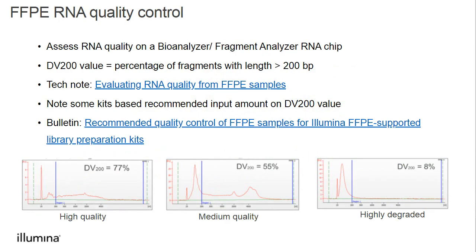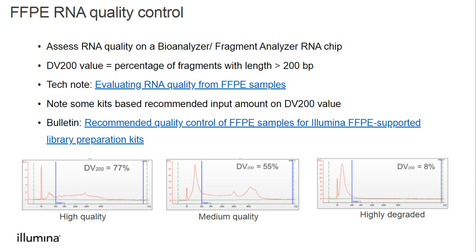So for RNA quality control, this can be done with a Bioanalyzer or Fragment Analyzer, or even a TapeStation, if that's what we have in the lab. And what we're doing here is calculating the DV200 value, or the percentage of fragments that have a length greater than 200 base pairs.